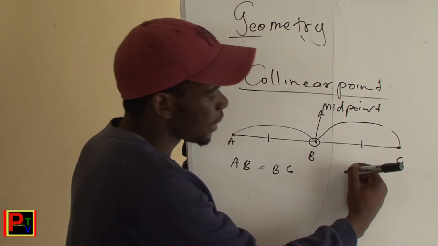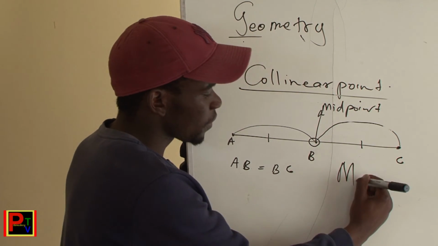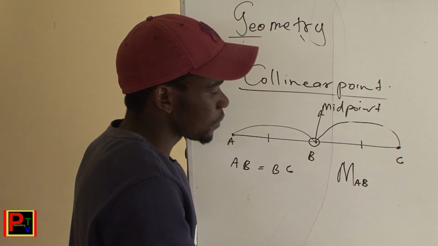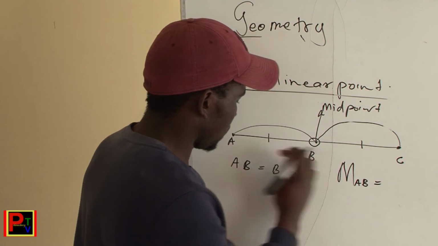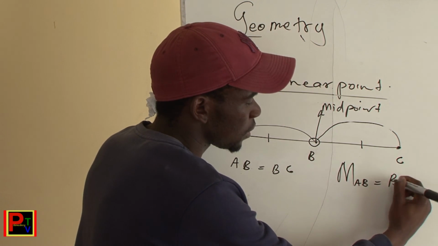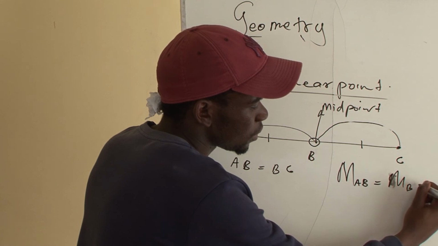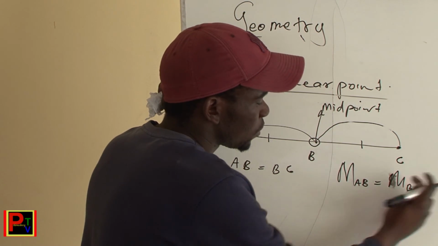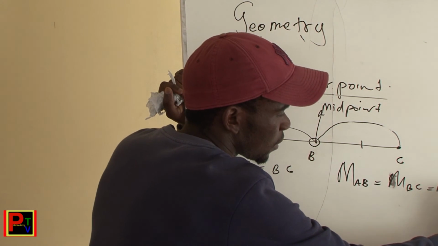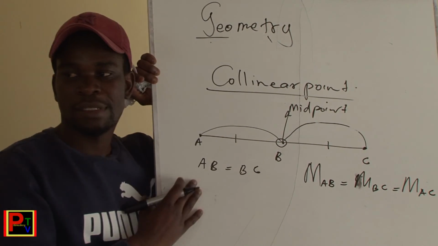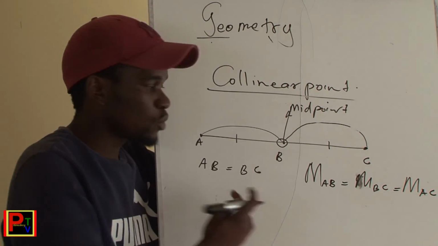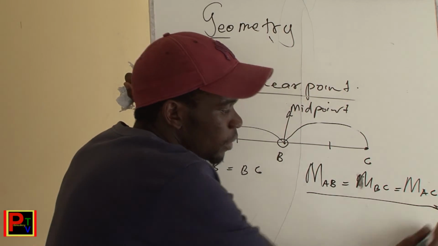If this is our midpoint, now what happens to the gradient? If we were to calculate the gradient, the slope of AB and the slope of BC, the slope of BC will be equal to the slope of AC. So collinear points have the same gradient. That's what you can conclude about collinear points.